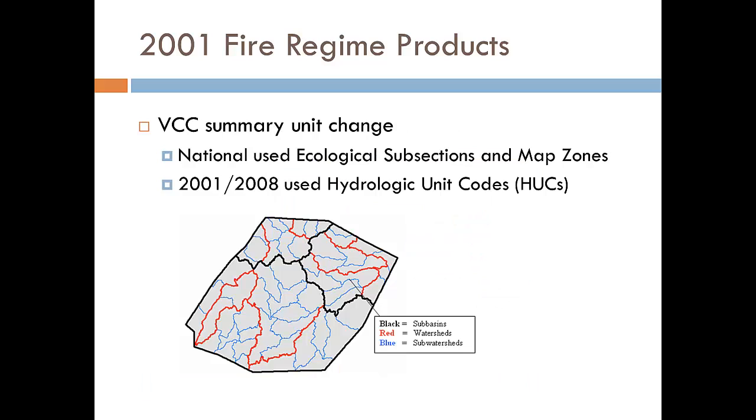LANDFIRE National calculated vegetation departure and condition class for each ecological subsection within a mapping zone. 2001 and 2008 LANDFIRE products summarized departure within hydrologic unit codes from the NRCS watershed hierarchy. Recall that vegetation condition class is a scale-dependent metric, so changes in the summary unit can affect the departure calculation even if the input data do not change.